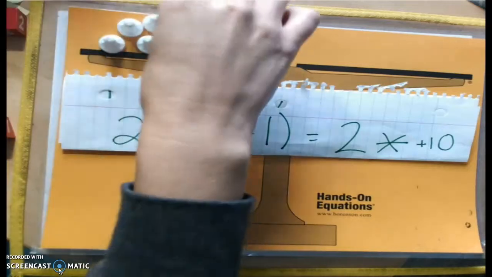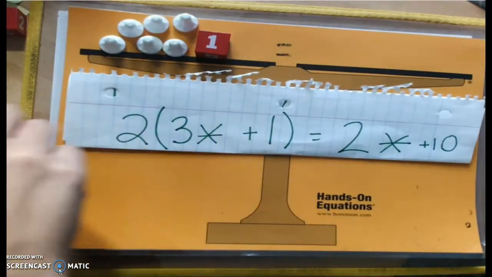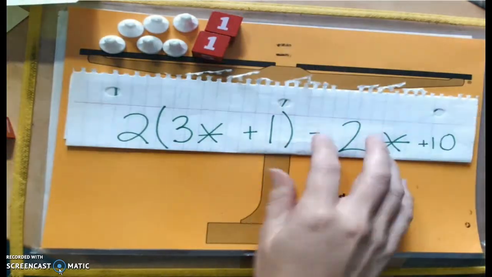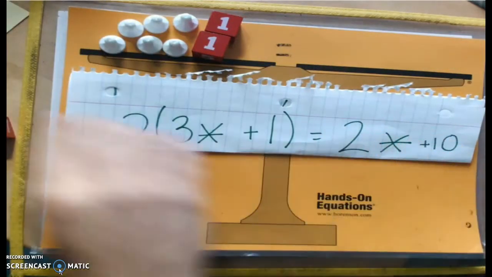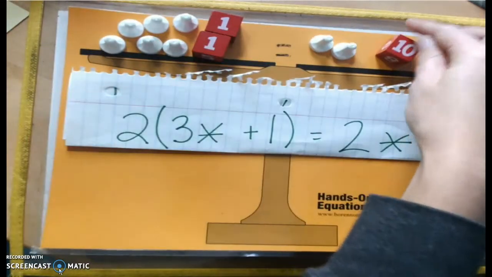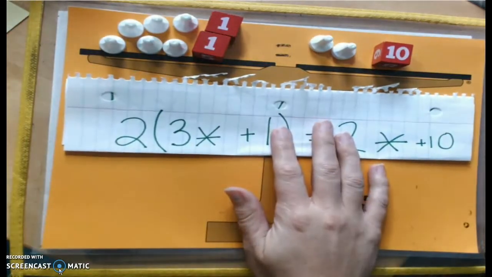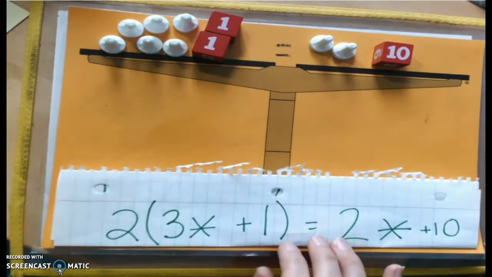Or you can also multiply, because 2 times 3 would be 6 and 2 times 1 would be 2. Then we go to the right-hand side of the equation, and we put in 2 stars and a value of 10. All right, now that our equation is set up, we're going to use our legal moves in order to solve for star.